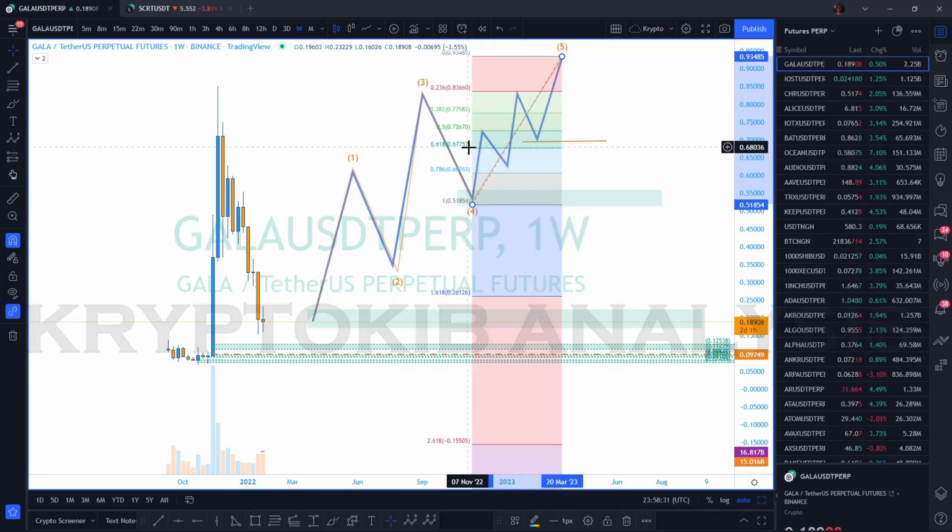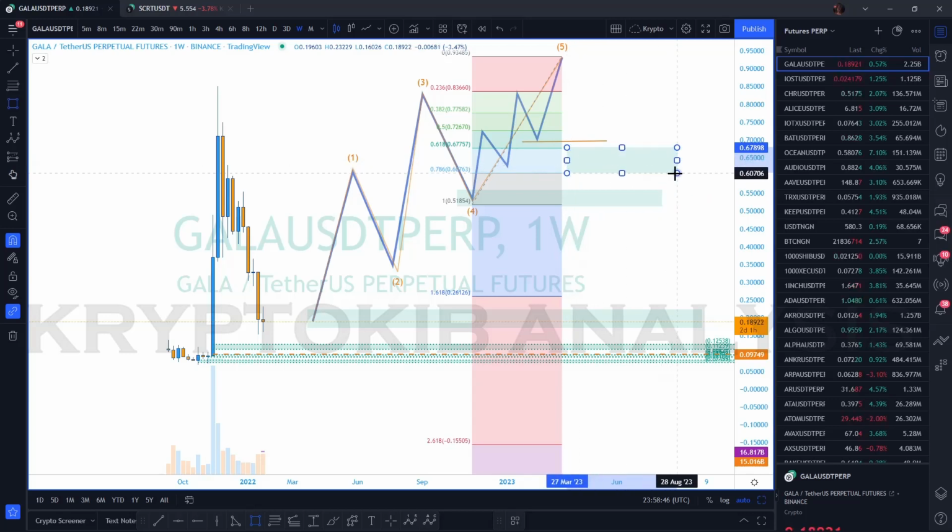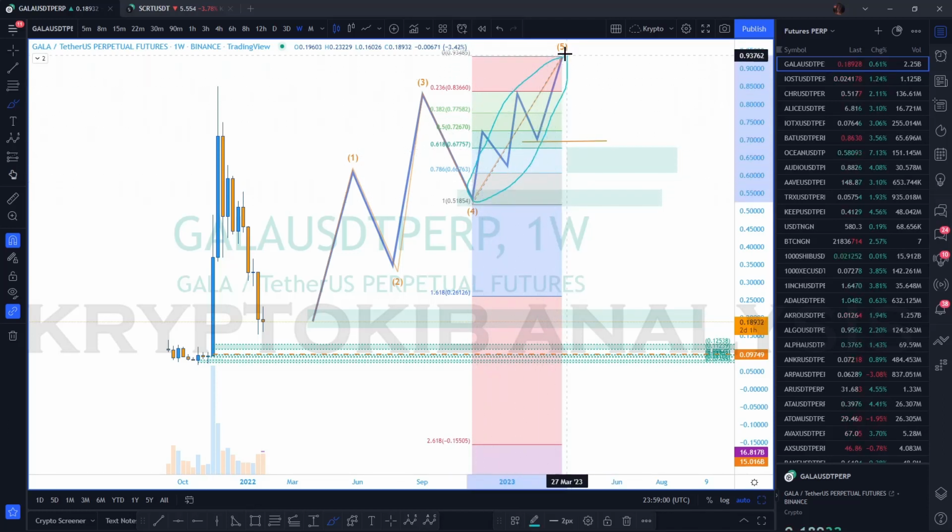But some people expect the 61.8%, which they call the golden ratio. Some people expect the 78.6, and some people even zone it from the 62 to the 70. They zone it like this and expect price to bounce from here. So if price is going to bounce from there, that means this protected low is going to be taken out for the move, for just this leg up, right?